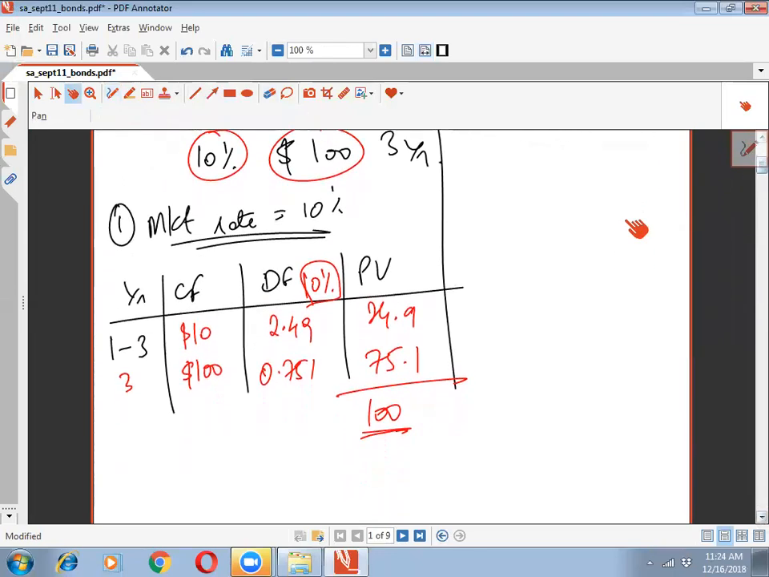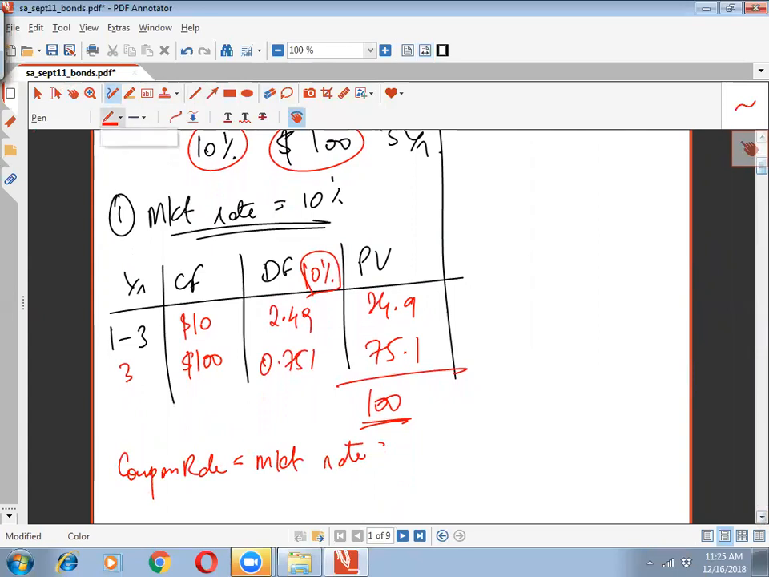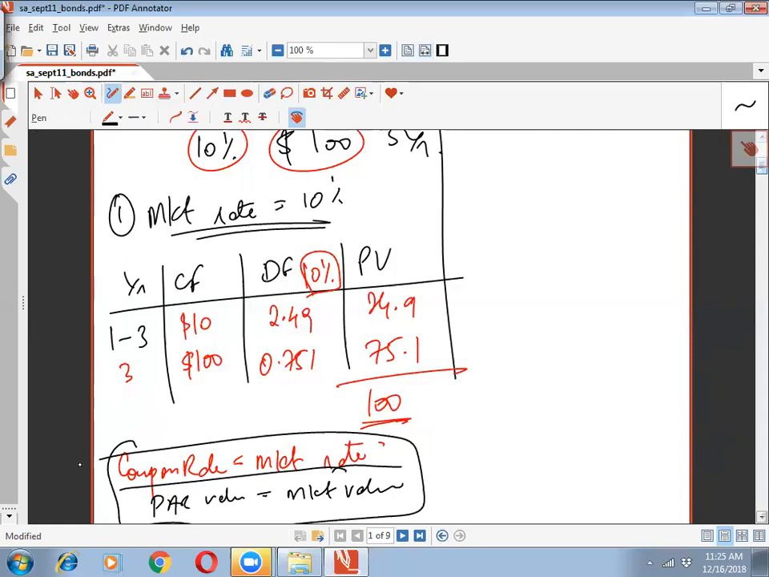So what have we established over here? That if the coupon rate is equivalent to the market rate, then the par value of the bond equals the market value. So if the bond has a coupon rate which is equal to the market rate, that means the par value of the bond and the market value of the bond would be the same.